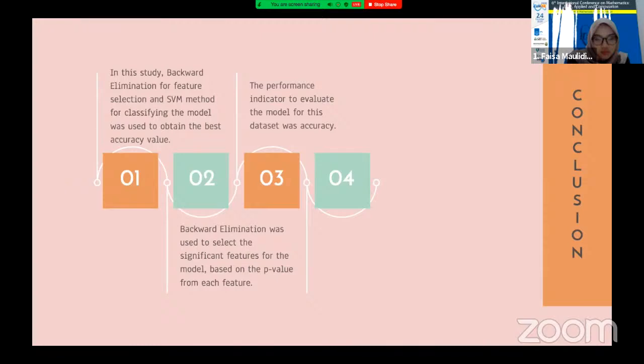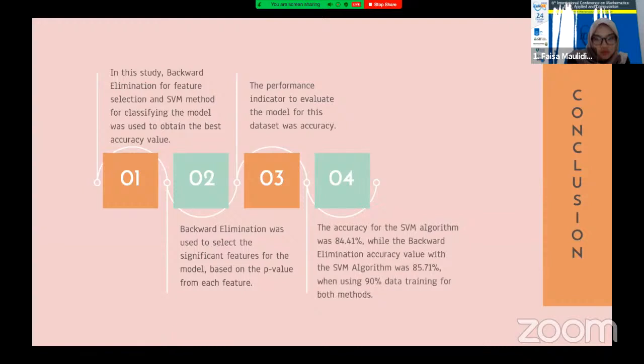Backward elimination was used to select the significant features for the model based on the p-value from each feature. The accuracy for the SVM algorithm was 84.41%, while the backward elimination accuracy value with the SVM algorithm was 85.71%. So, it can be concluded that the backward elimination method with the SVM algorithm had a higher accuracy value compared to using only the SVM method.